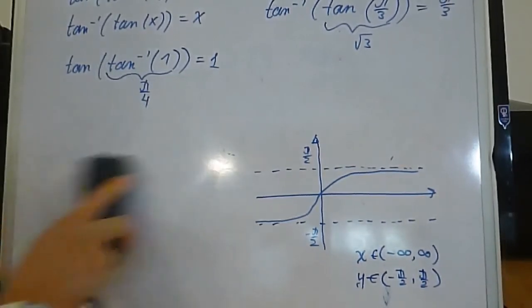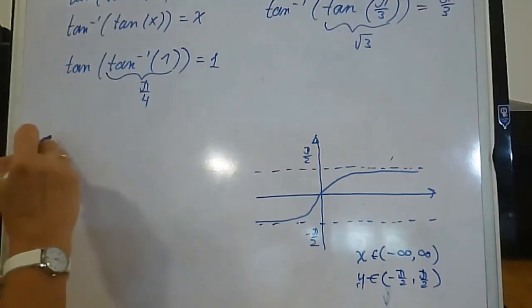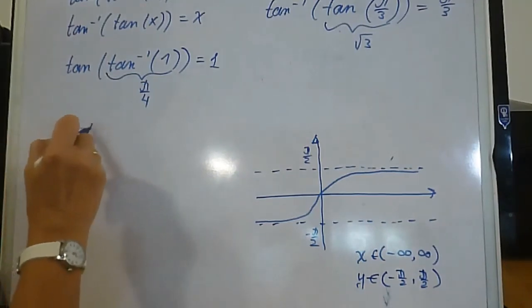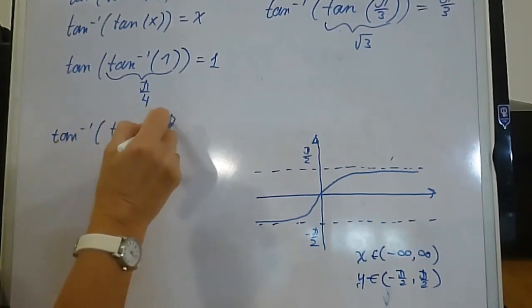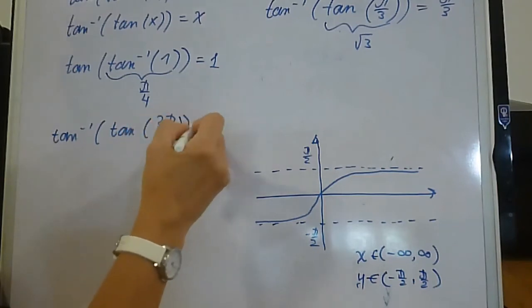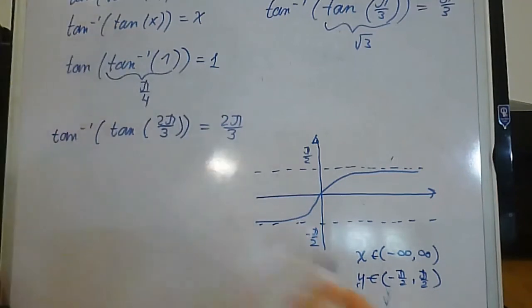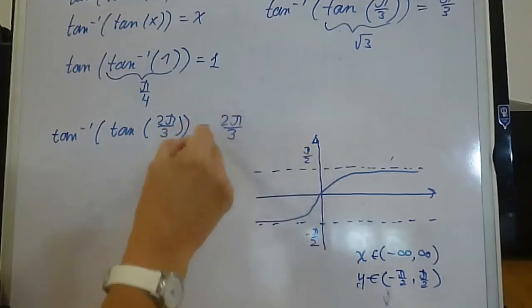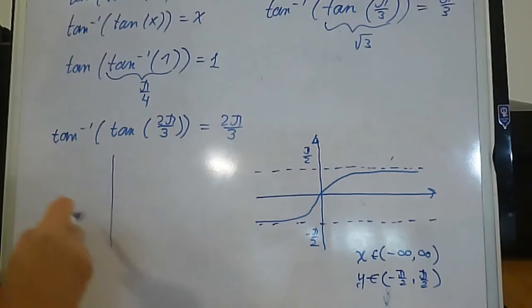I don't know, let's choose something like maybe tangent inverse of tangent of 2 pi over 3. So, is it going to be 2 pi over 3? We remember that tangent inverse can return us only values from negative pi over 2 to pi over 2. This is definitely greater, 2 pi over 3. So how are we going to deal with this?